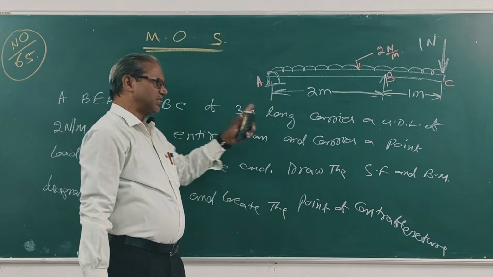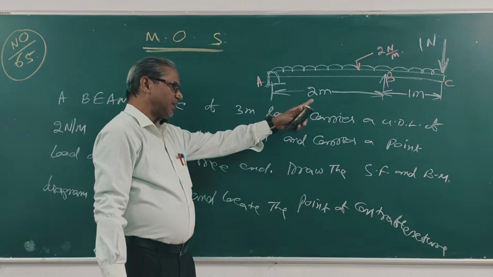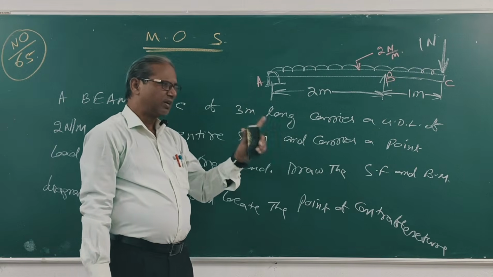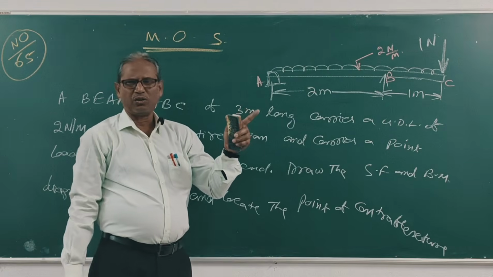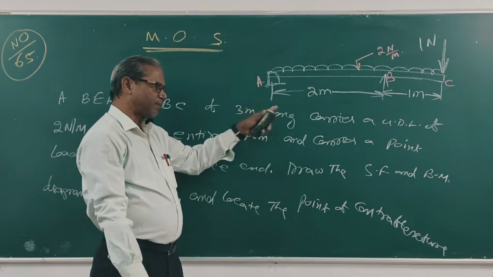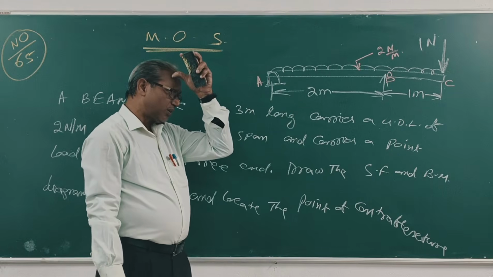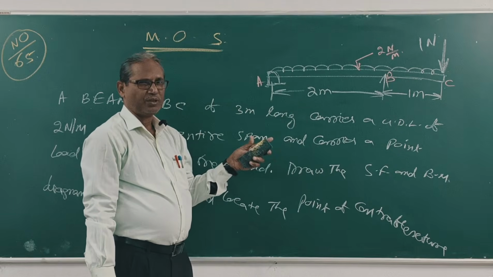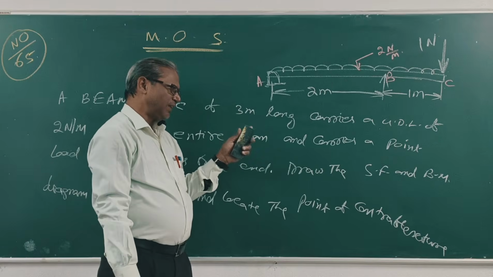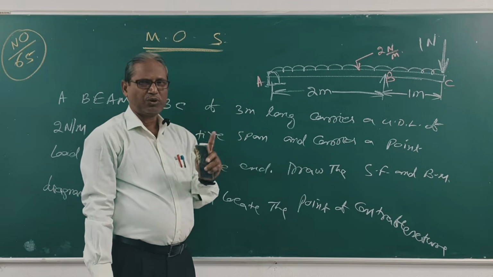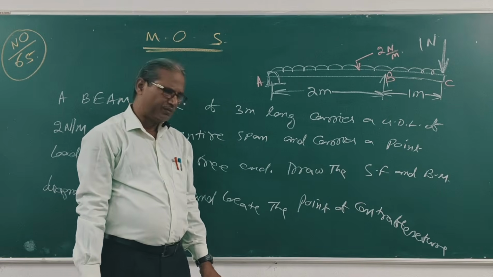This is question number 65. The question is, a beam ABC 3 meter long carries a UDL of 2 Newton per meter over the entire span and carries a point load at its free end. Draw the SF and BM diagram and locate the point of contraflexure. First, find the reaction at A and the reaction at B.